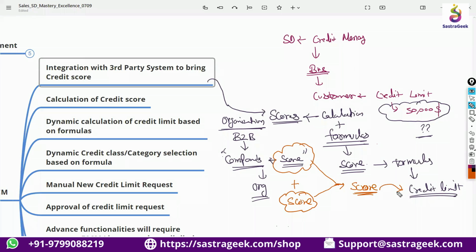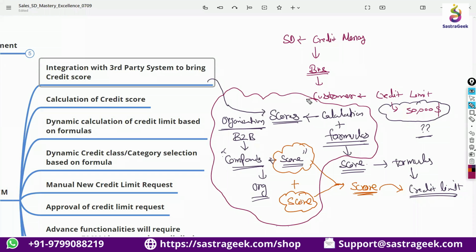But if you say that, no, boss, this is not required, I don't have that complex a setup, I have around 100, 200, 300 different customers, I know my customers, it's B2B, I trust my customers, and based on that, I can give the credit limits for them. This part is not required. If you want this part to happen, then you require an FSCM license.